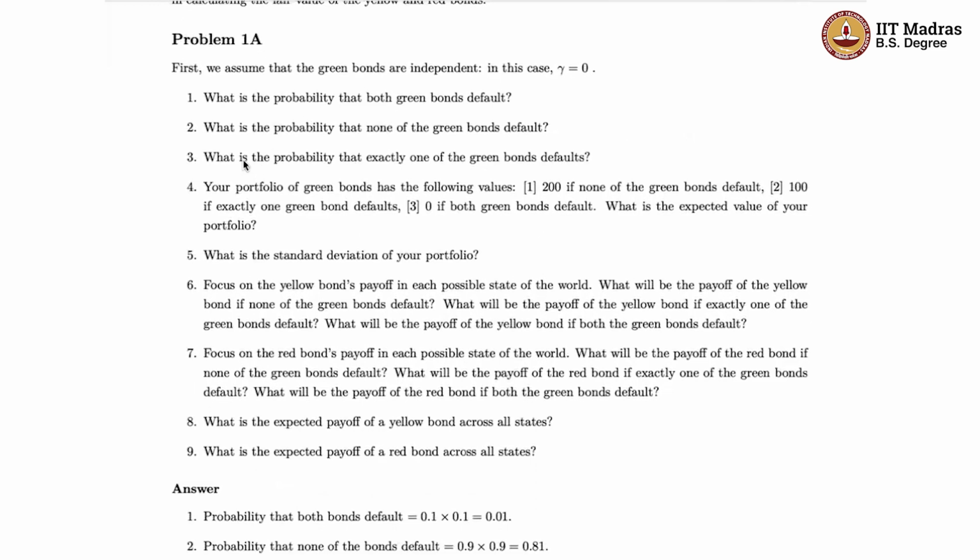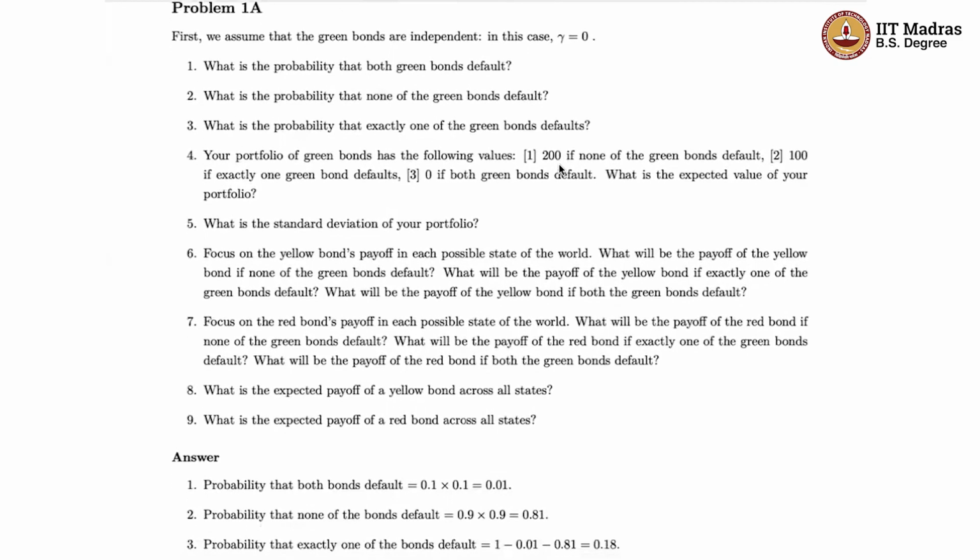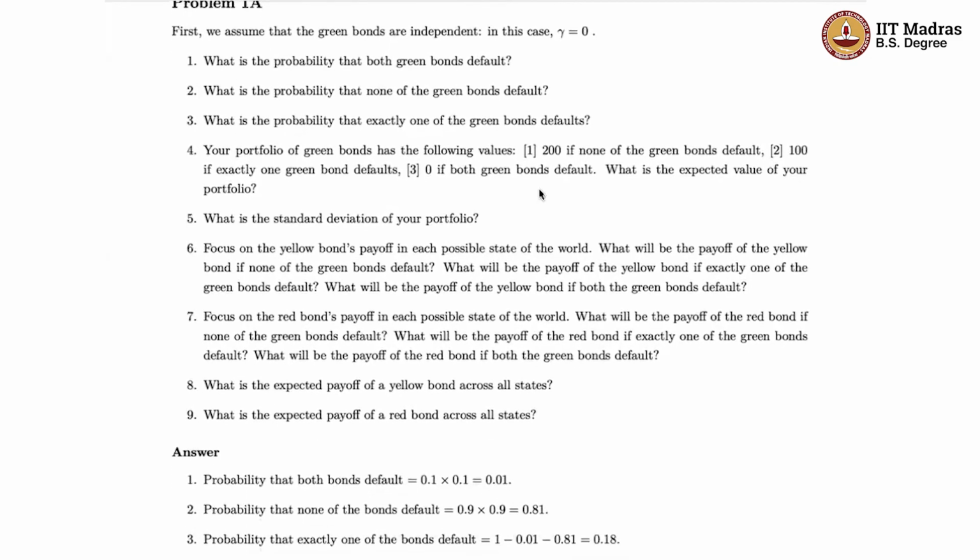That also allows us to calculate the probability that exactly one of the green bonds defaults, because all three probabilities need to add up to 1. So the probability that exactly one of the bonds defaults is 1 minus 0.01 minus 0.81, using the two numbers that we had found, which comes to 18%.